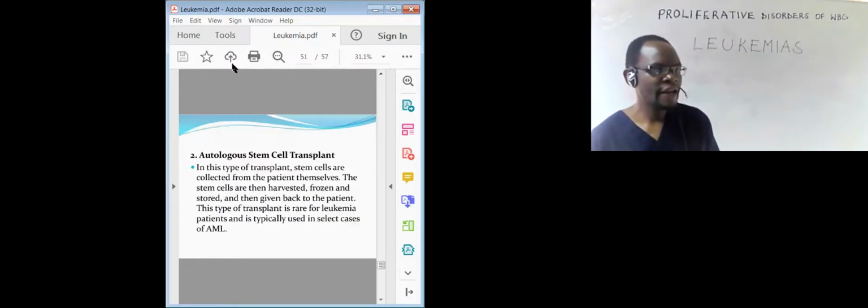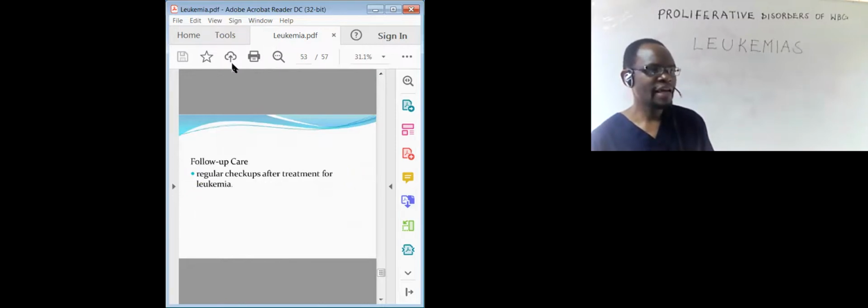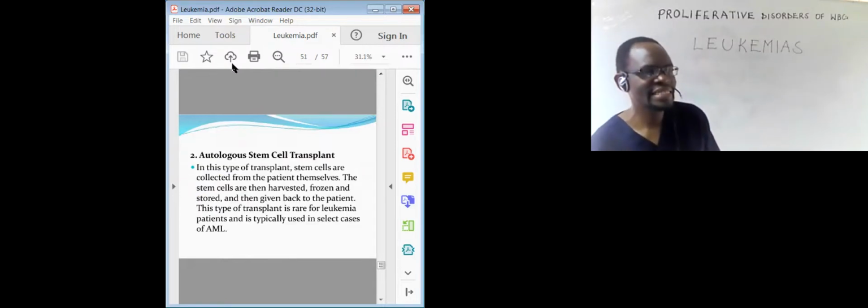And then we have autologous. These are basically cells collected from the patient himself or herself. All right, and that is it about stem cell transplant.